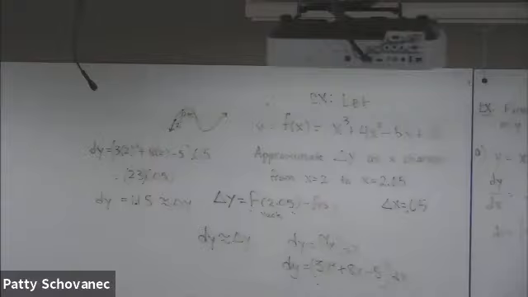So you just add that back to your... I don't want to add it to anything. That's my change in y. Y roughly changes by 1 when x changes by 0.05.